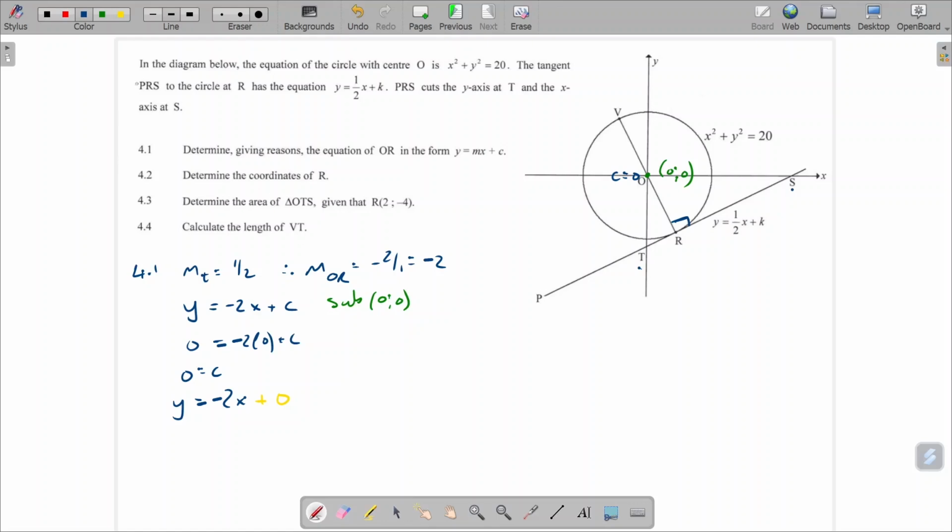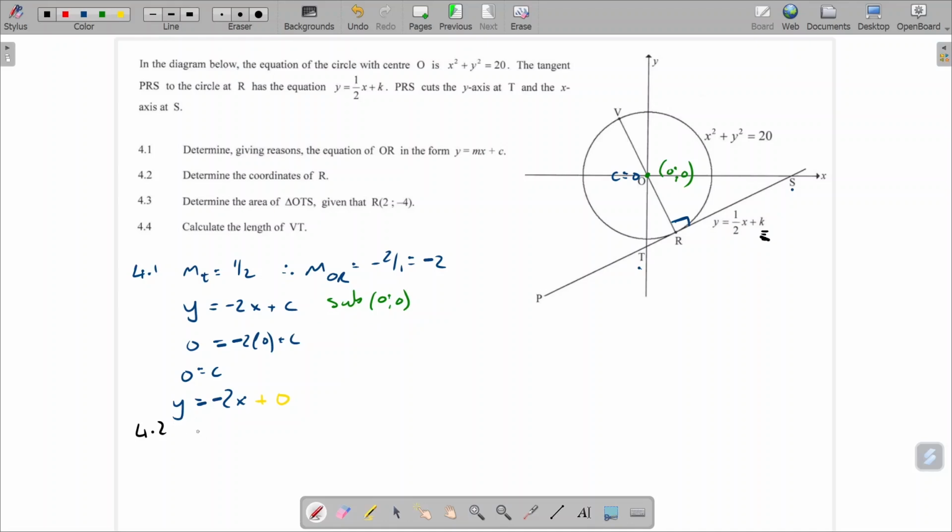To determine the coordinates of R, well, R is a point of intersection, so we're going to make these two things equal each other. So -2x is going to equal a half x plus k. But hold on, we don't know the value of k yet, so this would be a bad method. What I hope I'm role modeling to you is, don't just jump in and write things down because you know that the point of intersection must be where the two lines equal each other. We don't know k yet, so that method won't work.